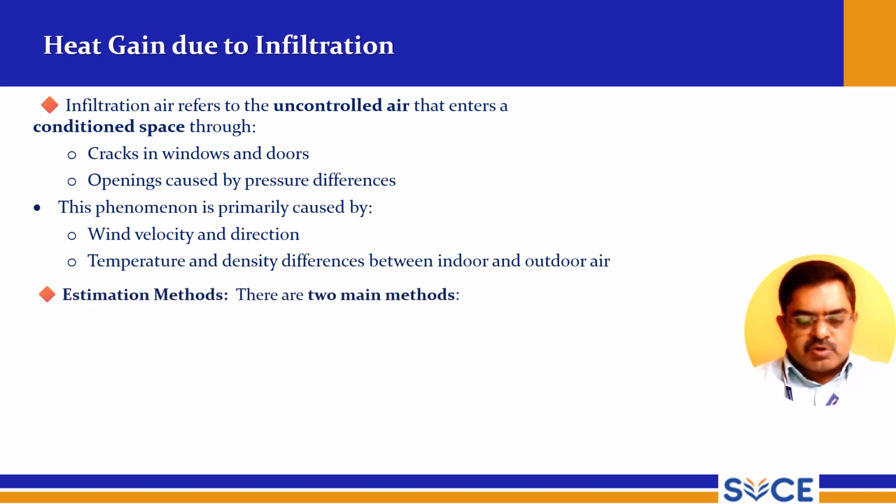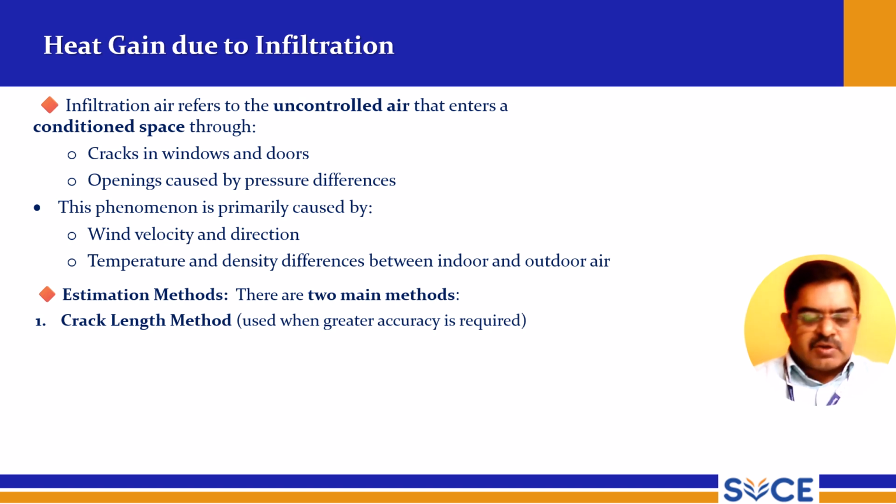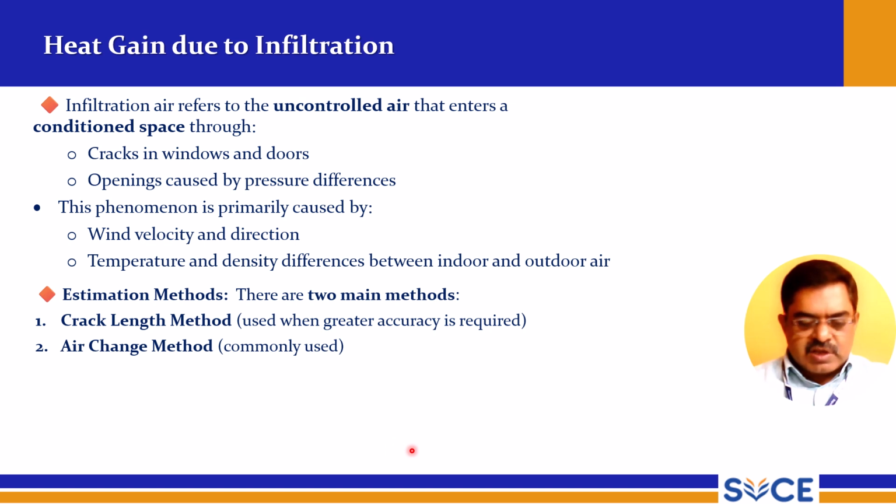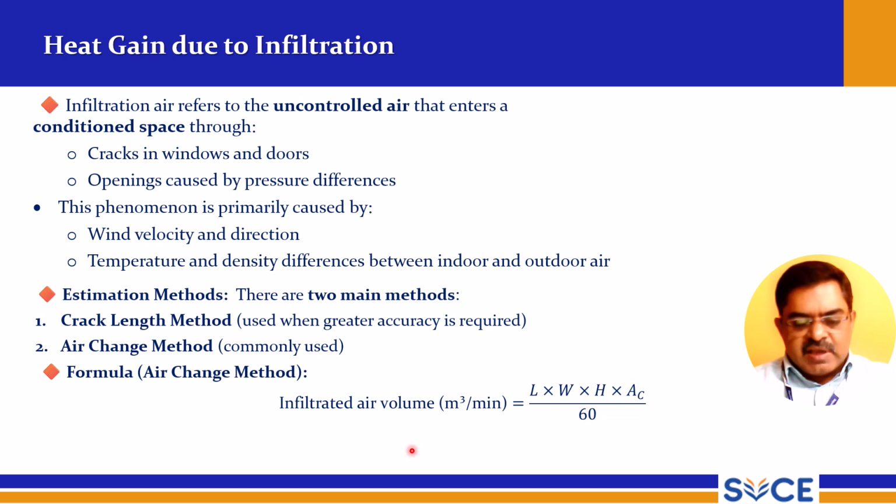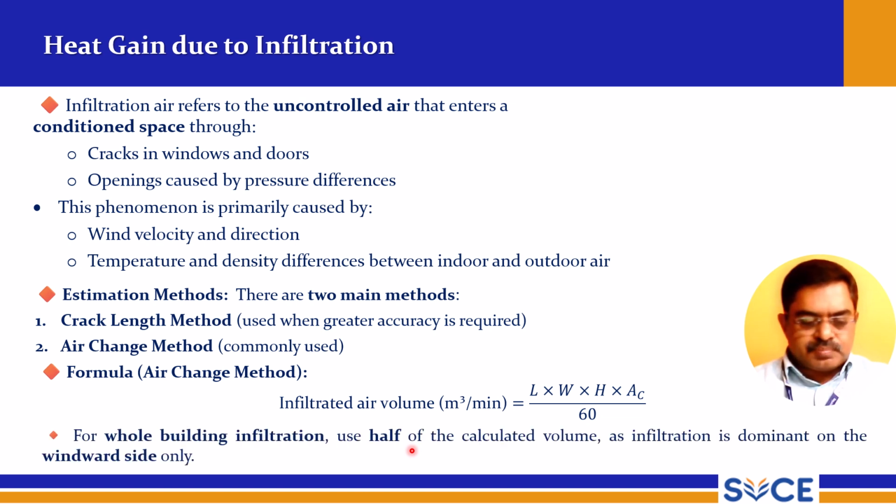There are two main estimation methods: the crack leak method, used when greater accuracy is required, the crack length method, and the air change method, which is the commonly used method. The formula for the air change method: infiltrated air volume, in cubic meters per minute, is equal to L into W into H into AC by 60. For whole building infiltration, use half of the calculated volume, as infiltration is dominant on the windward side only.